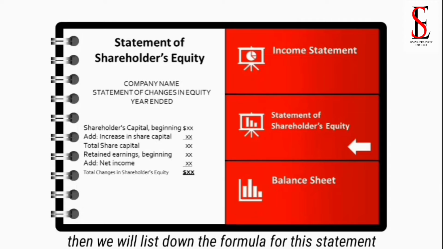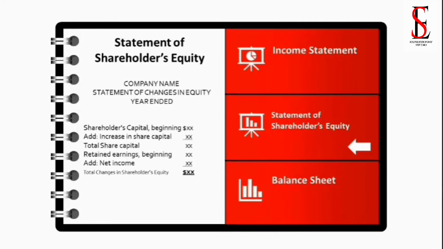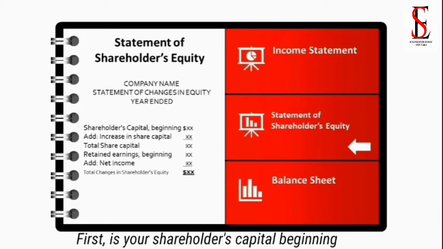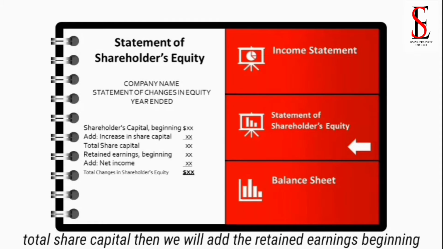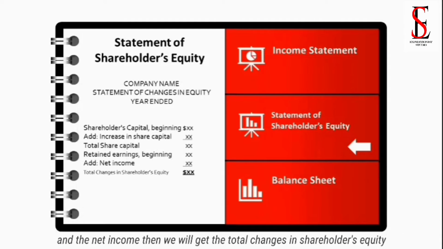Then we list down the formula for these statements. First is shareholders' capital beginning, and then we will add the increase in share capital to be totaled with total share capital. Then we will add the retained earnings beginning and the net income. Then we will get the total changes in shareholders' equity.